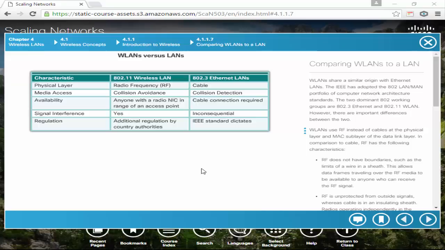Alright, so now signal interference is not important for Ethernet. I think so. That's why we like fiber better, right? Because it doesn't really get interfered with, whereas our copper cables can get EMI and RFI and all that. Okay, regulation. Additional regulation by country authorities. IEEE regulates Ethernet. So like I was saying, the FCC regulates us, that tells us what waves we can be on, or if you're pirating waves, I guess you're going to get fired or fined.